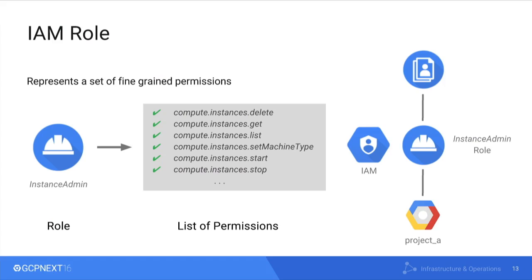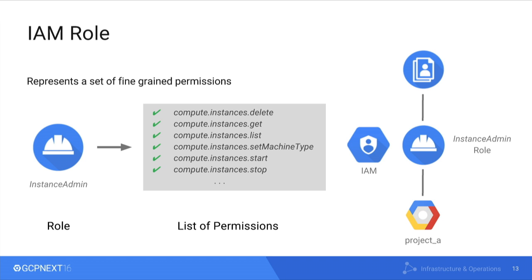The can-do-what part is defined by an IAM role. Now, when you think about it, most of the time, when you're trying to do any meaningful operation, it takes more than just a single permission. In this example, if you're trying to get somebody to be able to manage the VM instances in a project, they need compute instances get and create and delete and start and stop and so on. So we group these permissions into an IAM role to simplify your management experience.